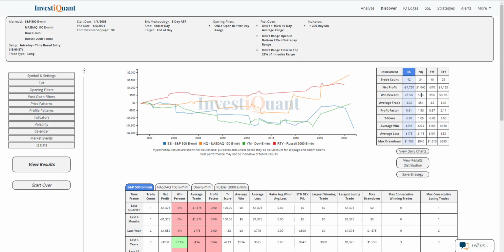If we take a look at the average win and average loss, we see the average win is bigger than the average loss here in the S&P. That is also true for the NASDAQ. That is true for the Dow and true for the Russell. So even though on average the win rates are weaker, the average wins are bigger with this pattern.